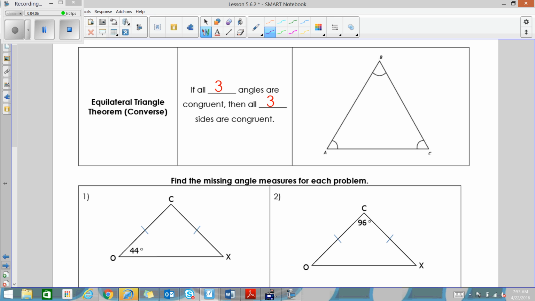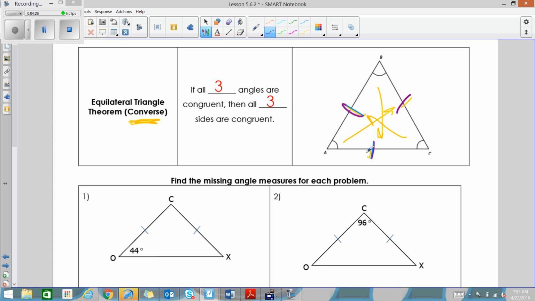Let's go to a couple examples. Now, there's one more theorem that's the converse of the equilateral triangle. Converse meaning reverse, saying that if all 3 angles are congruent, well, then we know that all 3 sides, 1, 2, 3, those should all be congruent as well.